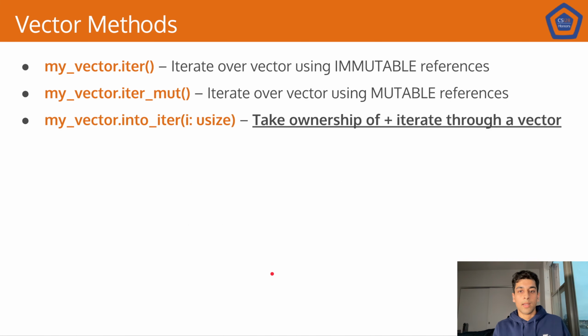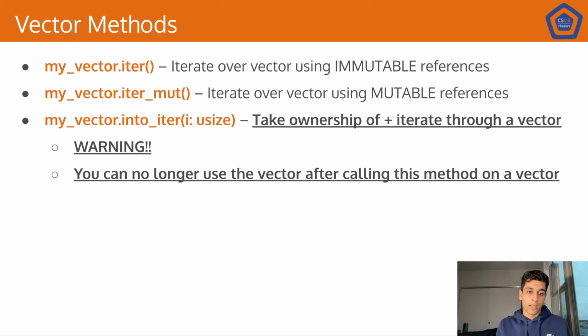Okay, and then we have these iteration methods. So .iter gives you immutable references, iter_mut gives you mutable references, and the one we did not cover, into_iter. So you're going to take ownership of the vector, take ownership of all the values in the vector, and iterate through them. Quick warning though, you can no longer use the vector after you call this method. So be careful, if you use into_iter, you're taking ownership, but you no longer have access to the data after the loop ends.